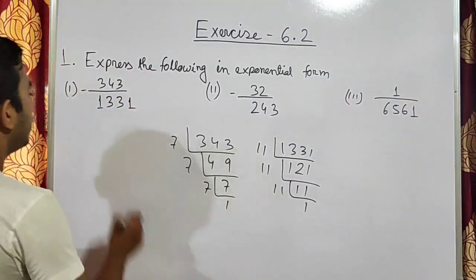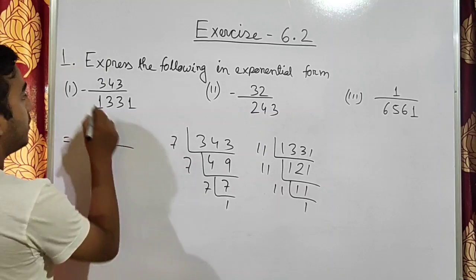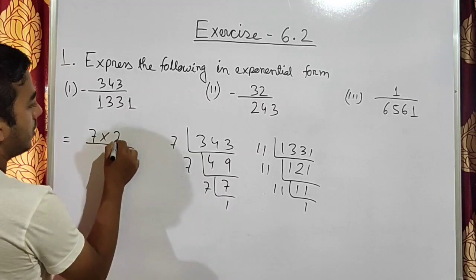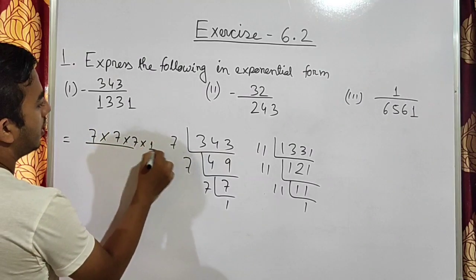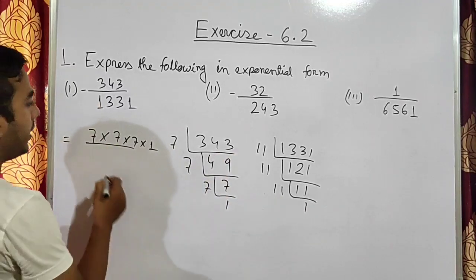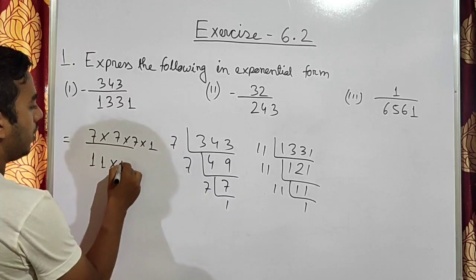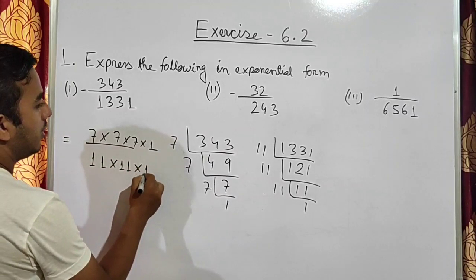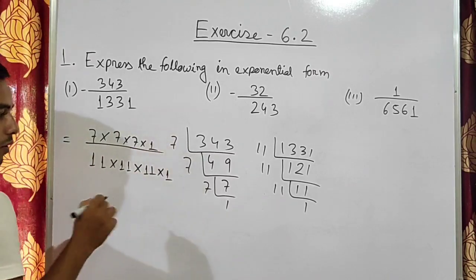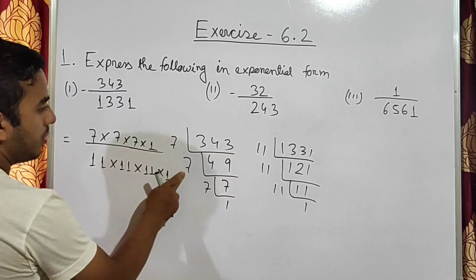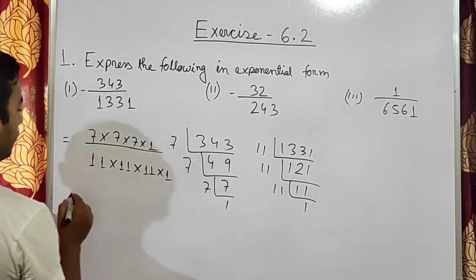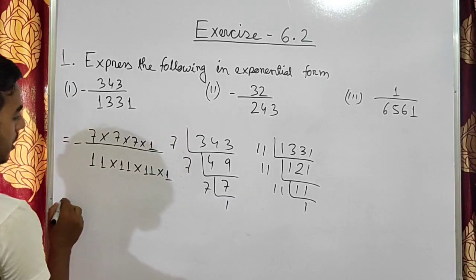After this, very good. Now can we write 343 as 7 into 7 into 7 into 1? And 1331 is 11 into 11 into 11 into 1. Can we write this? Yes, we can write. If you multiply, 7 into 7 is 49, and 49 into 7 is how much? 343, isn't it? Very good. Now this minus sign we will try to give here.